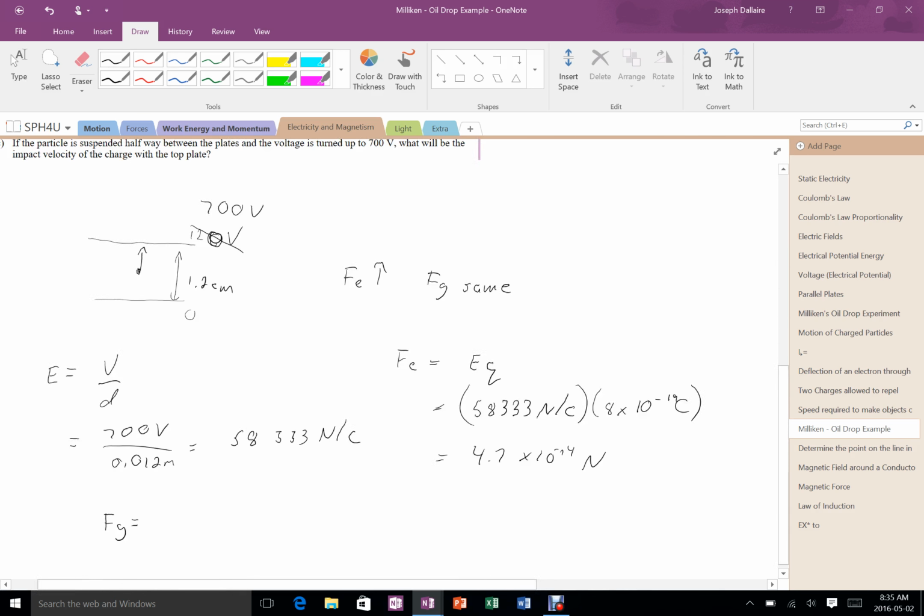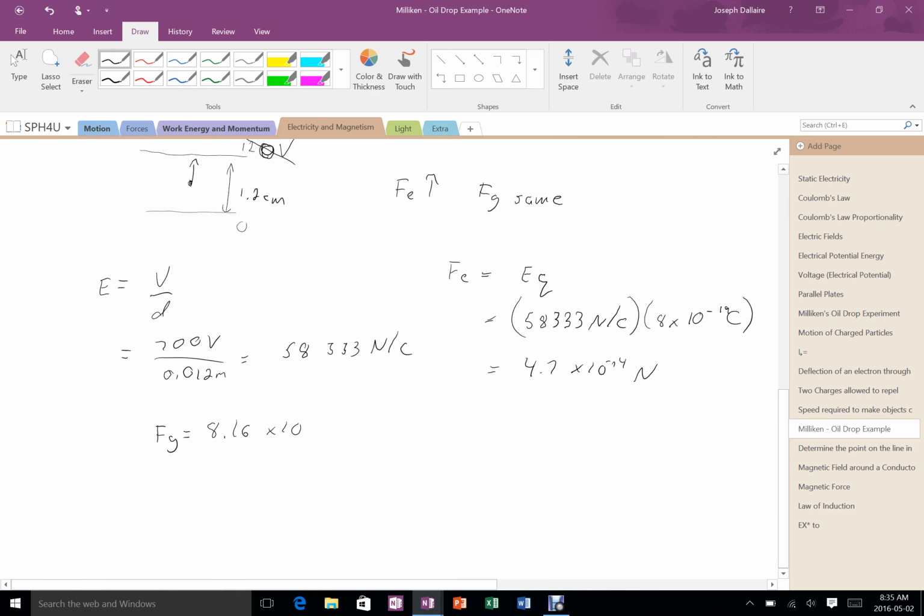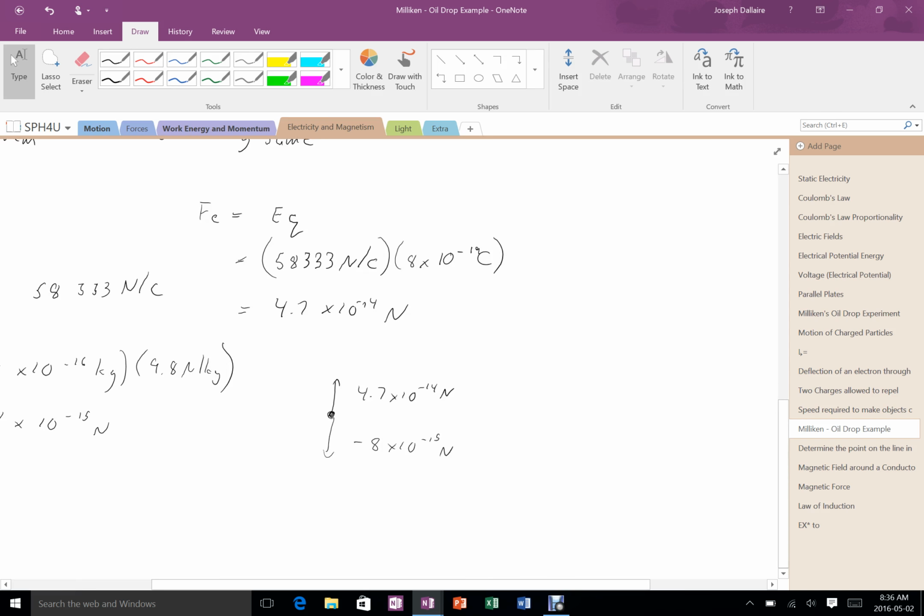So what was its mass? 8.16 times 10 to the negative 16 kilograms, times the 9.8 newtons per kilogram, gets me 8 times 10 to the negative 15 newtons, which makes sense because we had that from before. So if I did a free body diagram on this oil drop, I'd have 4.7 times 10 to the negative 14 newtons working up, and negative 8 times 10 to the negative 15 newtons working down. I could come up with my net force. It would be upwards at 3.9, I guess I could have done that in my head, times 10 to the negative 14 newtons. Just adding those two, remembering the zero.